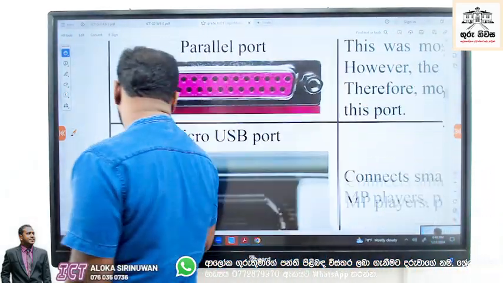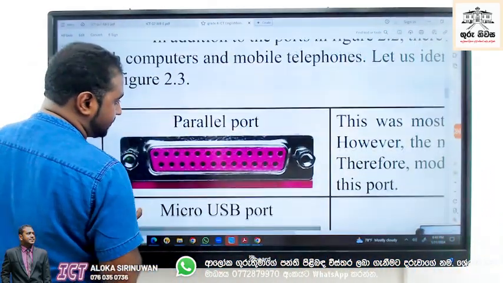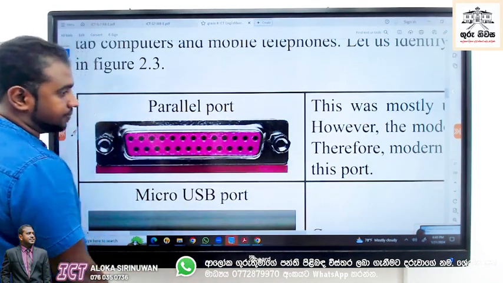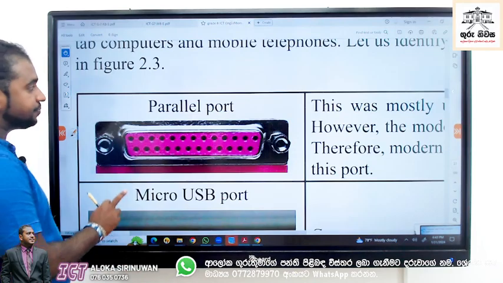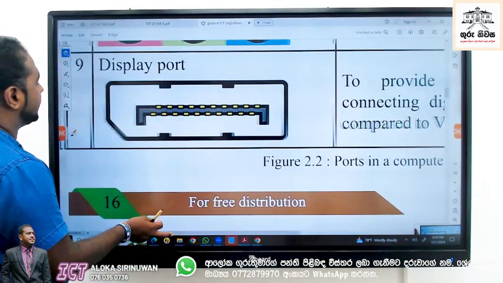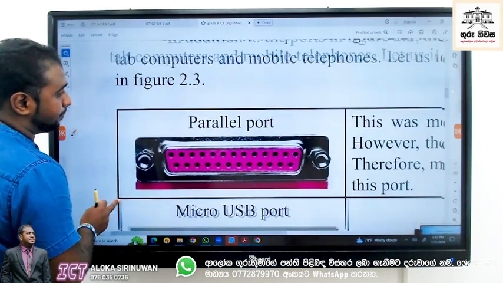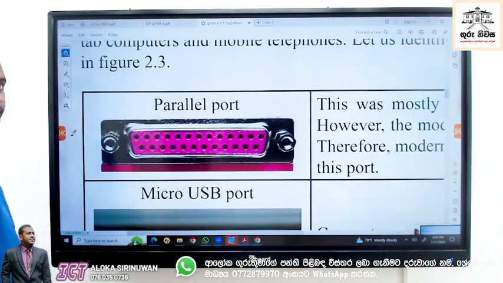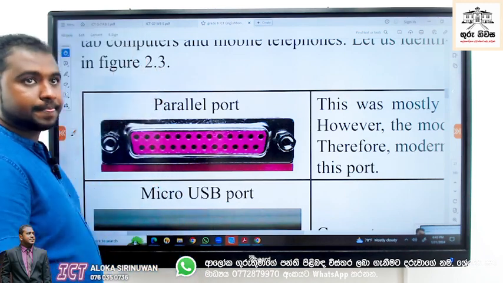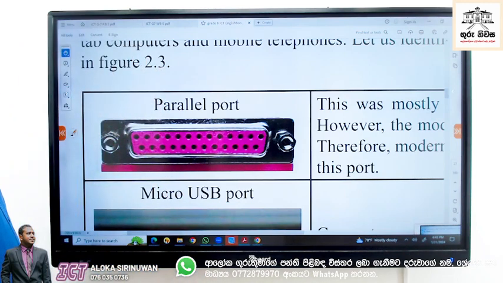Next, we are going to put port number 10, right, everyone? Parallel port number 10. Parallel port in black color, right? Black color pen, right? Number 10. Parallel port.